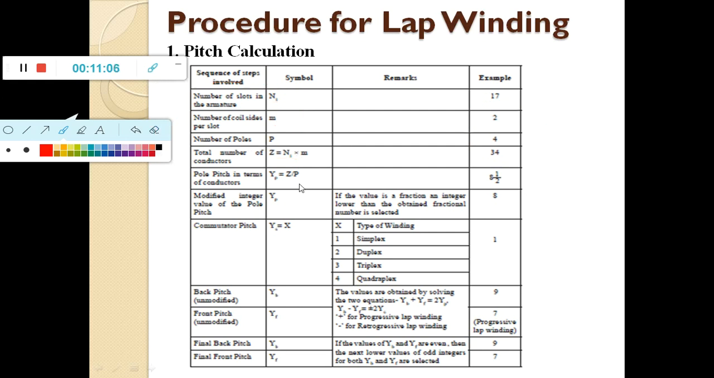So the pole pitch in terms of conductors. I have 4 poles, so in a single pole, how many conductors are there? That is the pole pitch. YP is equal to Z by P, so 34 divided by 4 is 8.5.